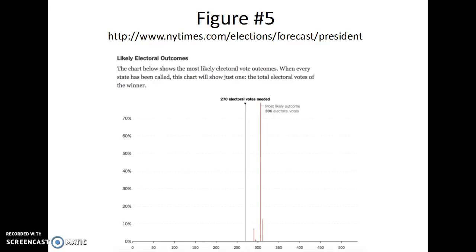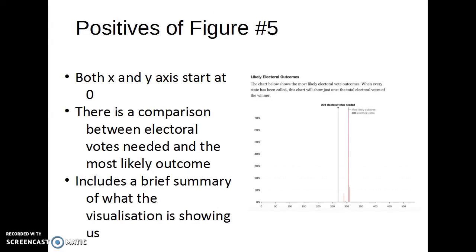This is the data visualization showing the likely electoral outcome shown by the New York Times. Before the data visualization is a brief summary of what it is showing. This is useful as it gives the audience an element of understanding, as if they looked at the chart without knowing this, they might not know what it's showing.